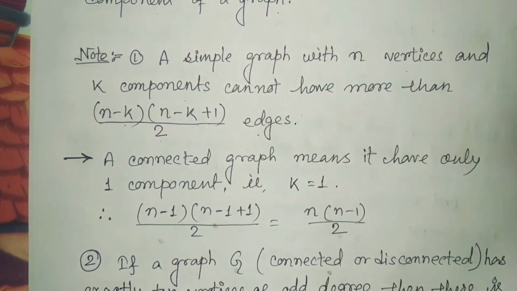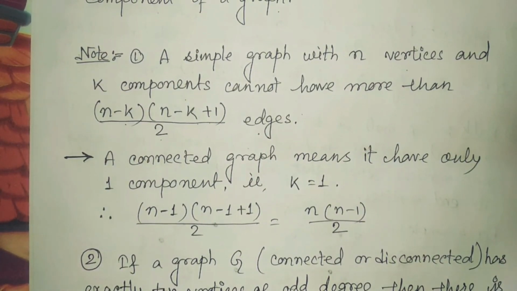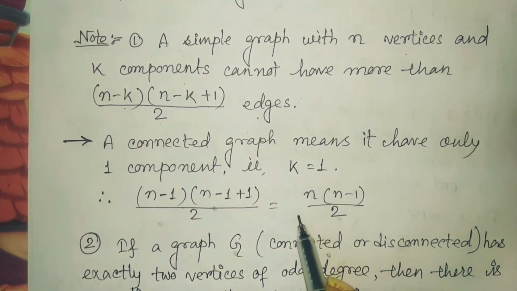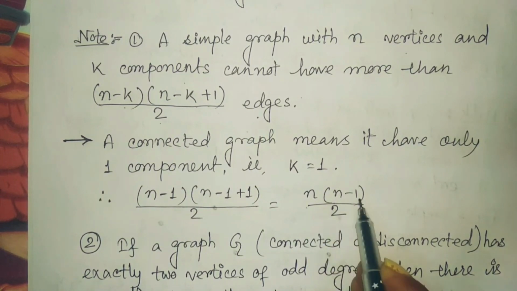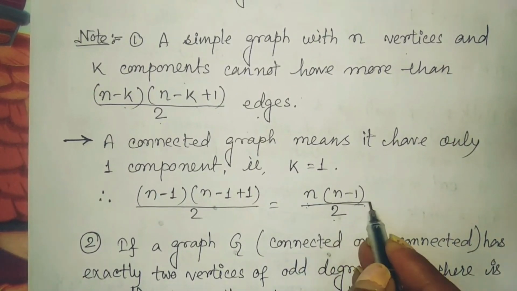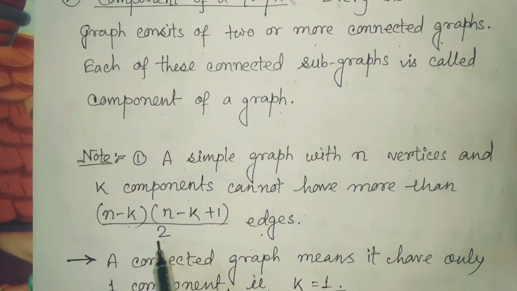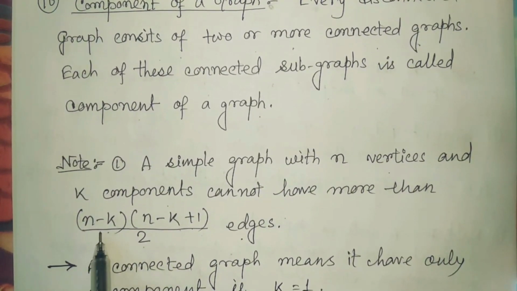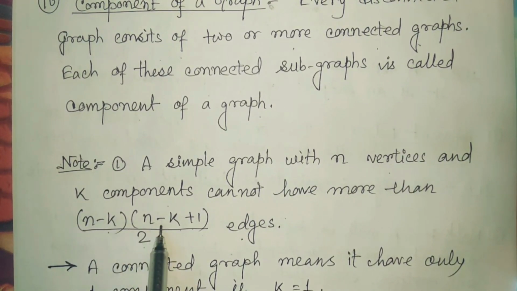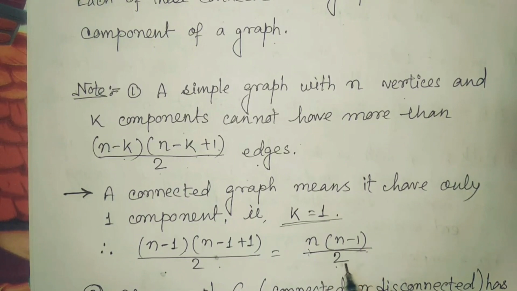We know that a connected simple graph, if it is a complete graph, then it has the maximum number of edges, exactly n into n minus 1 by 2, when it is a connected graph. Connected graph means its number of components is 1. If in this formula we substitute k equals 1, we get n minus 1 into n minus 1 plus 1 divided by 2. If we simplify, we find n into n minus 1 by 2.